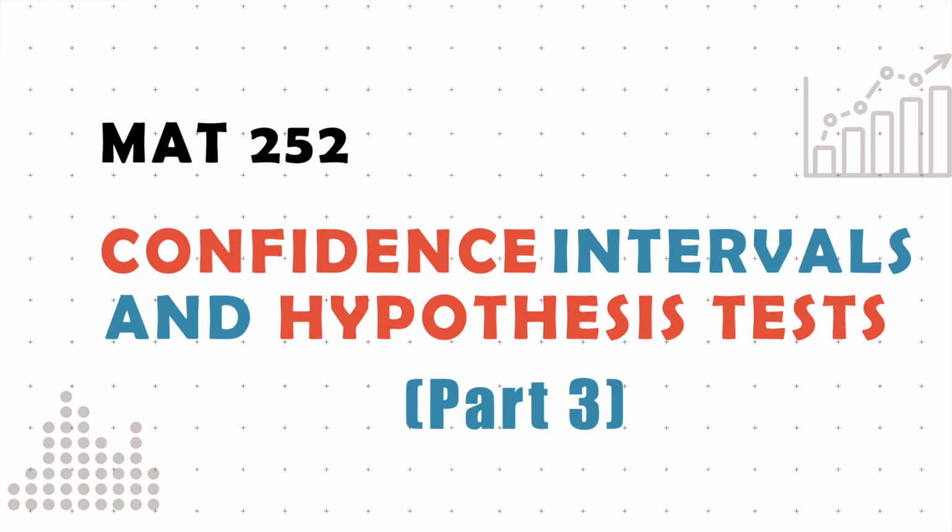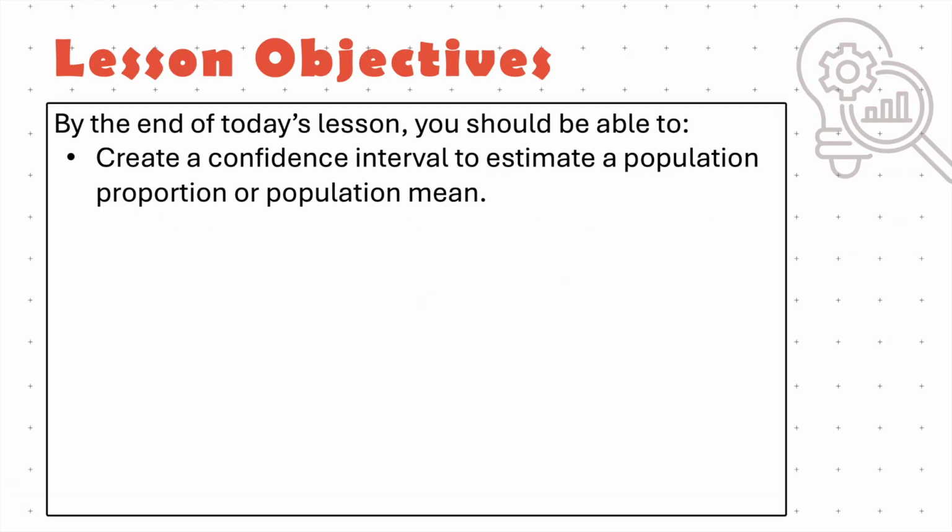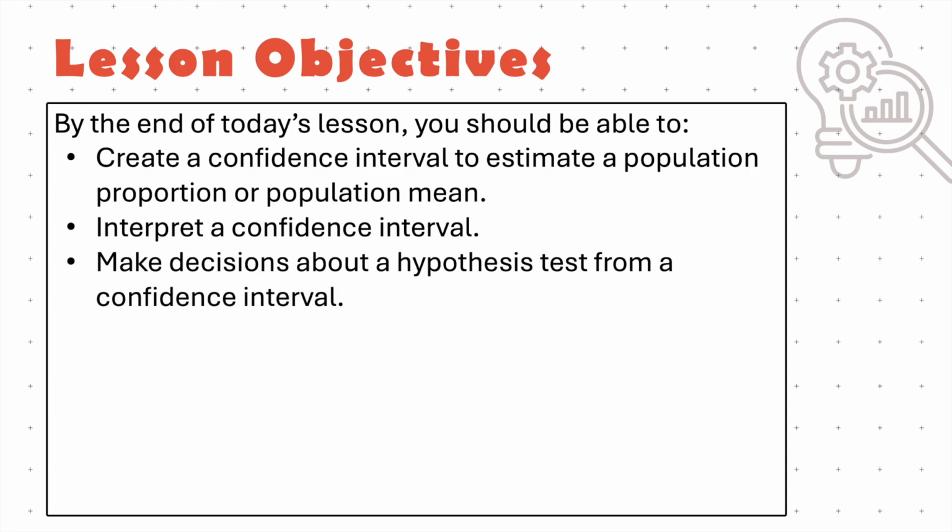We're going to go through confidence intervals and connect them to the hypothesis tests that we have been doing. These are still focused on one sample confidence intervals, so it's either a one sample proportion or a one sample mean. For this lesson, our goal is to be able to create a confidence interval to estimate some population proportion or population mean. We want to be able to interpret what that confidence interval tells us and make decisions about a hypothesis test from a confidence interval.